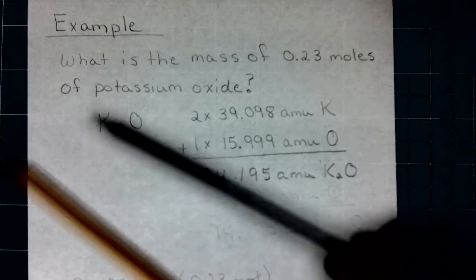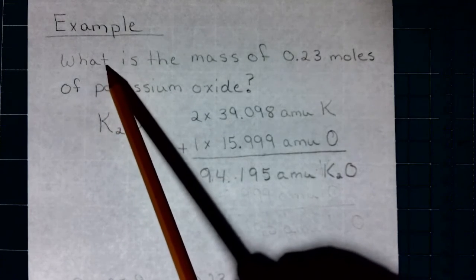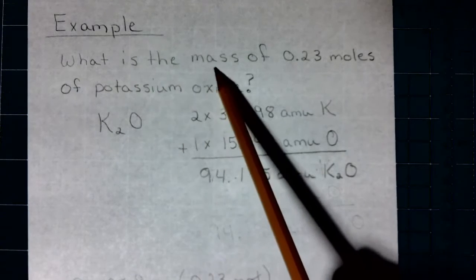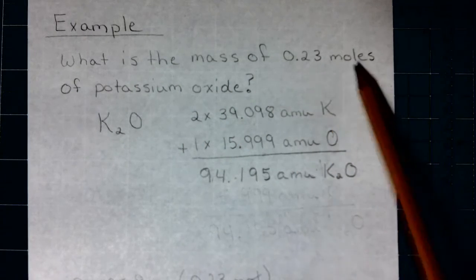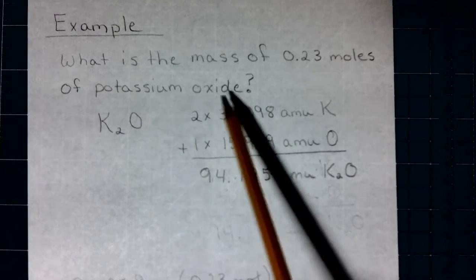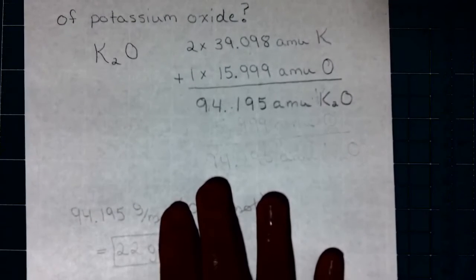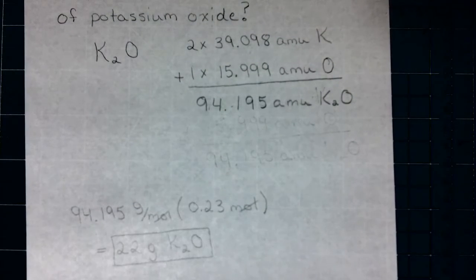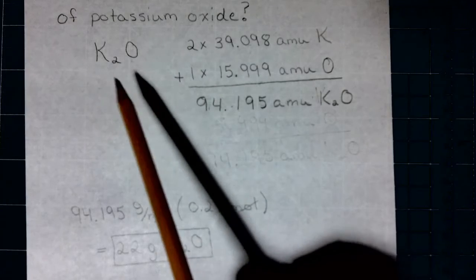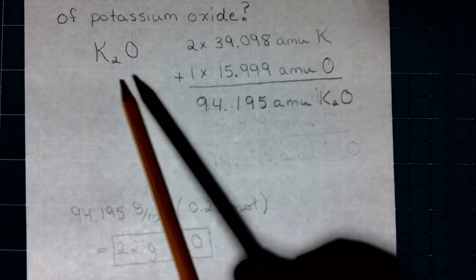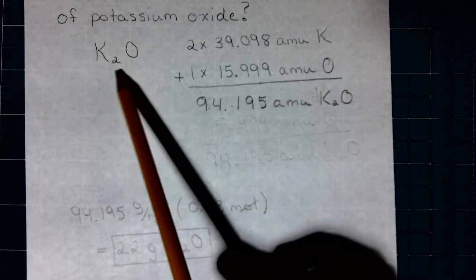So let's look at another example of the type of question you could be asked about moles. What is the mass of 0.23 moles of potassium oxide? So first thing we need to figure out is how much 1 mole of potassium oxide weighs, and what is the formula for potassium oxide.